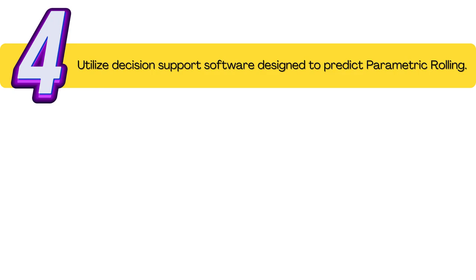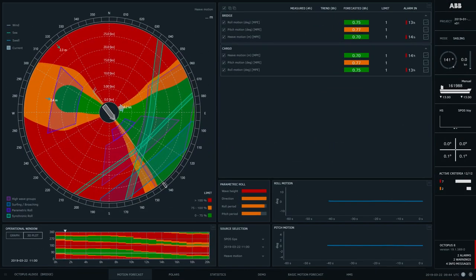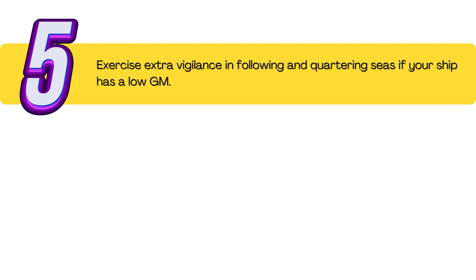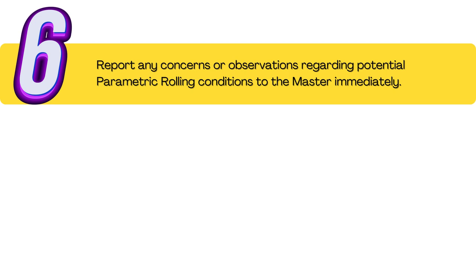4. Utilize decision support software designed to predict parametric rolling. 5. Exercise extra vigilance in following and quartering seas if your ship has a low GM. 6. Report any concerns or observations regarding potential parametric rolling conditions to the master immediately.